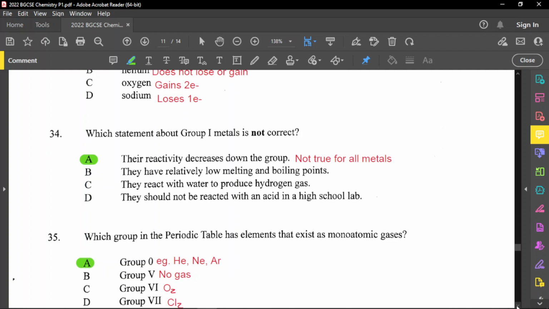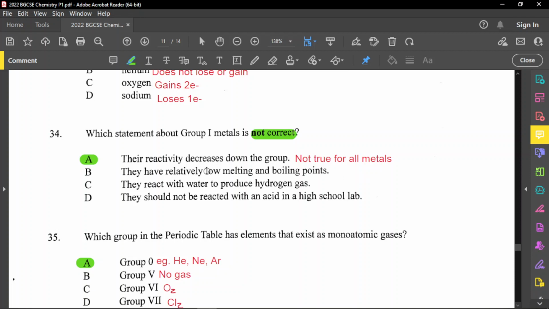Now, question number 34 is which statement about group 1 metals is not correct. So we're looking for the not correct version right here, right? And so they said their reactivity decreases down the group. We just talked about that for metals. When going down the group of metals, reactivity increases simply because the atomic radii increase going down the group, right? And so it's not true. As a matter of fact, it's not even true for non-metals at all. All right, so that's the answer right there.